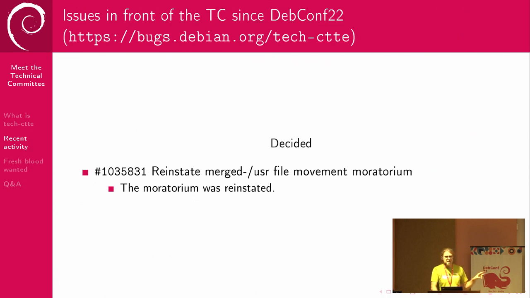These numbers are Debian bug numbers, by the way. If you look up that bug in the Debian bug tracking system, you can see the issue being raised, the discussion on the issue, the voting on the issue, and the decision. The decision was to reinstate this moratorium. User merge continues to come back, and we'll talk about that more in another talk today.